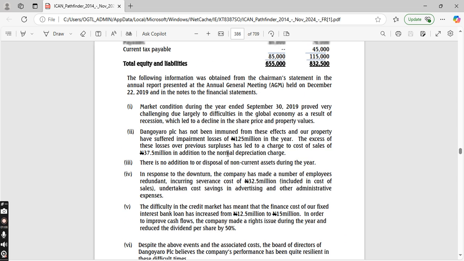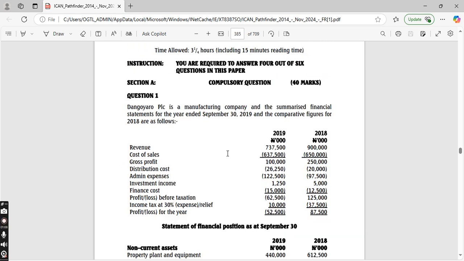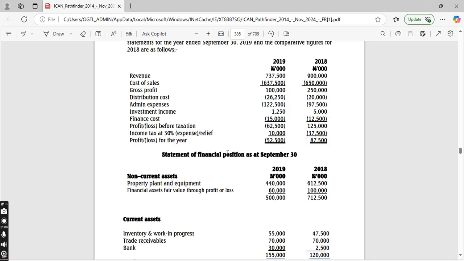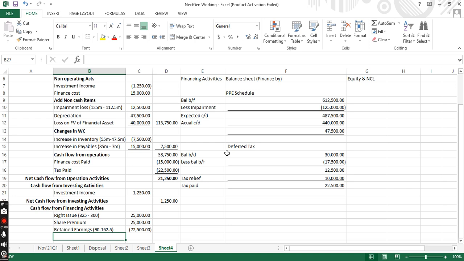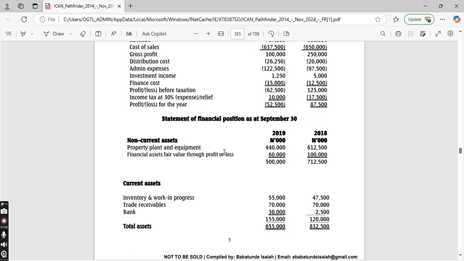What was the dividend paid in the previous year? Do we have any dividend paid in the previous year? Not given as well. So how do we get our dividend? They just told us the dividend was reduced by 50%. And so what was the dividend before? What was the dividend paid before?